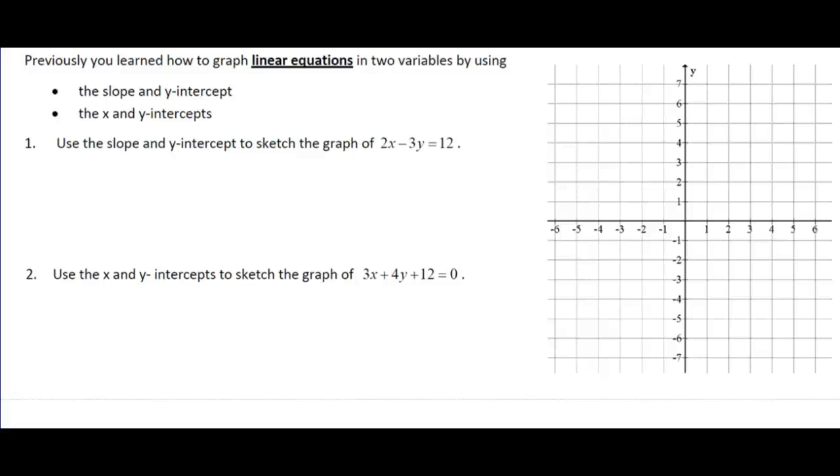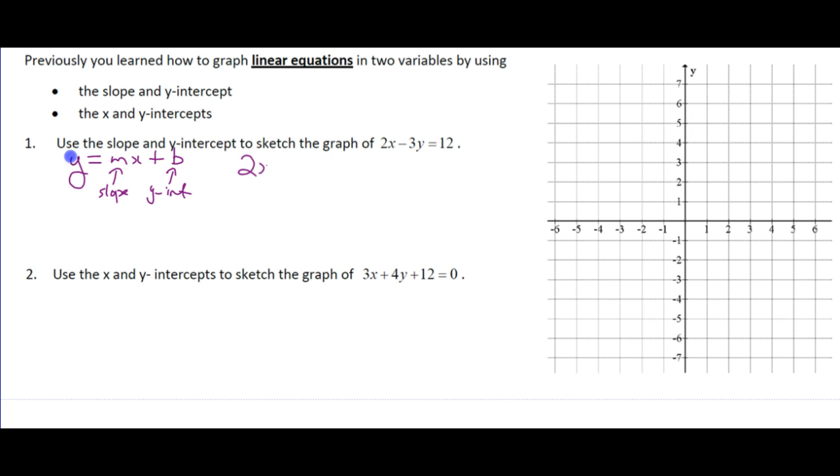So slope and y-intercept means we have to rewrite it in the form y equals. Okay, so how do we want to do that? Well, we need y equals mx plus b, right? This is the slope. This is the y-intercept. You don't have to write that down when you're solving stuff. I'm just reminding you that's the form we want.